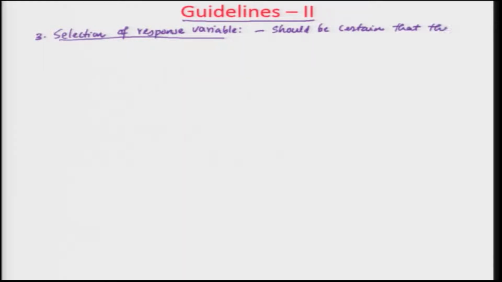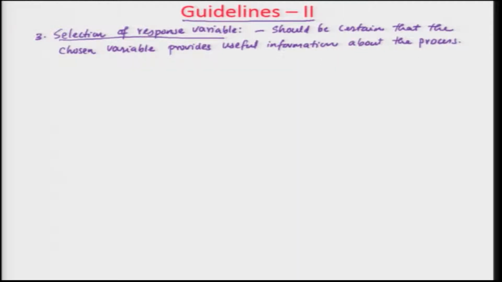So, the third one is selection of response variable. How are we going to select the response variable? We should be very particular, we should be certain that the chosen variable provides useful information about the process. So, the first check in this case is that it provides useful information about the process. The information about the process should be useful, so that you can make conclusions out of it.